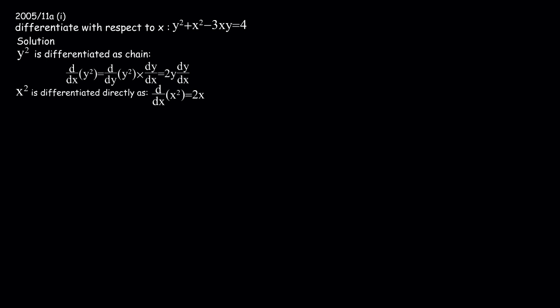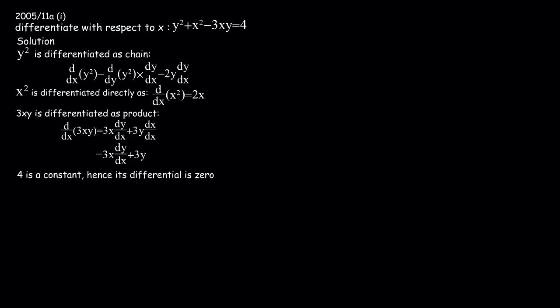The next part of our equation is the 3xy. 3xy is differentiated as product. Doing so, d over dx of 3xy will be equals to 3x dy over dx plus 3y dx over dx, which will be equals to 3x dy over dx plus 3y.